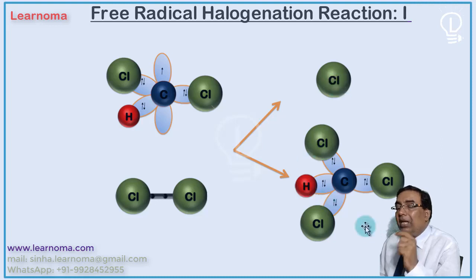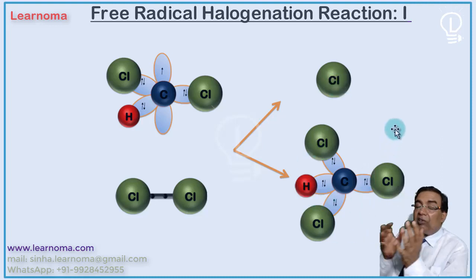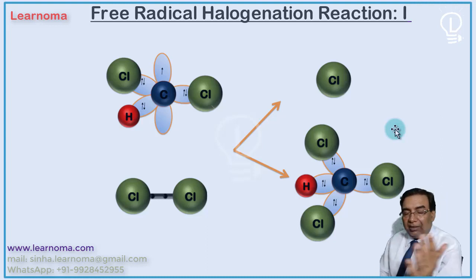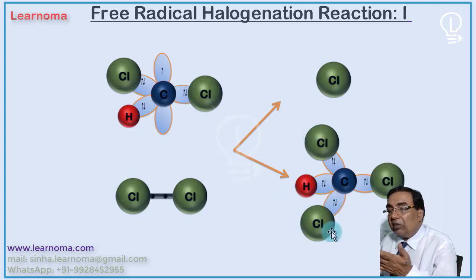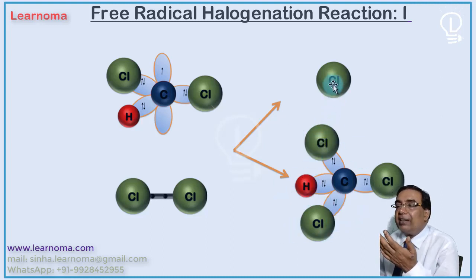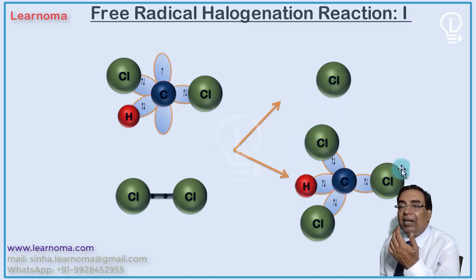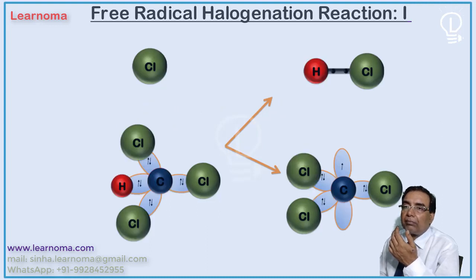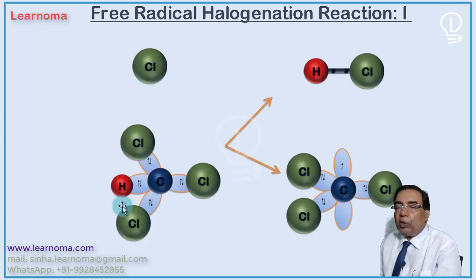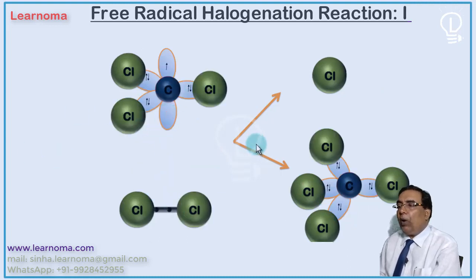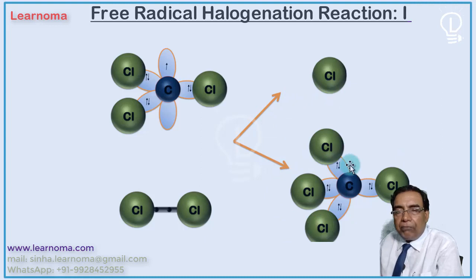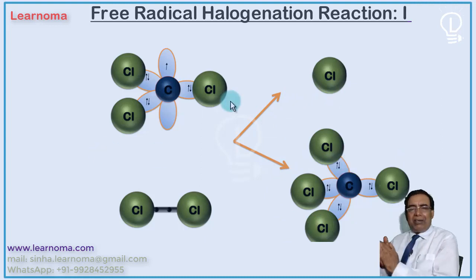Now, what happens if this also decreases? As soon as the concentration of the reactant decreases, the concentration of this part will increase. And once you have more concentration of this one, the Cl radical will react with this one, form HCl and CCl3 radical, and once the CCl3 radical is produced, it will react with Cl2 to form Cl radical plus CCl4. In this way, this is called chain reaction.